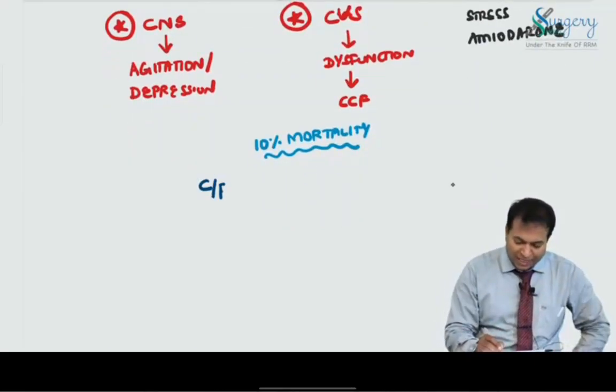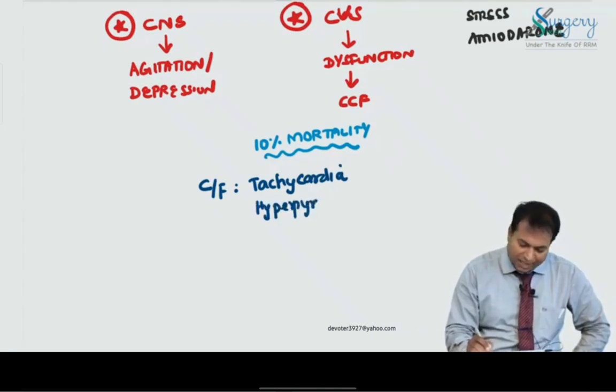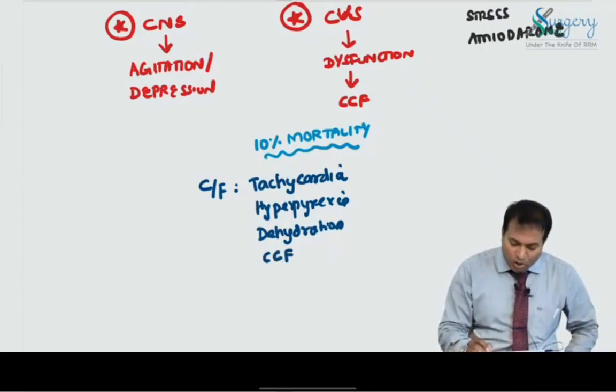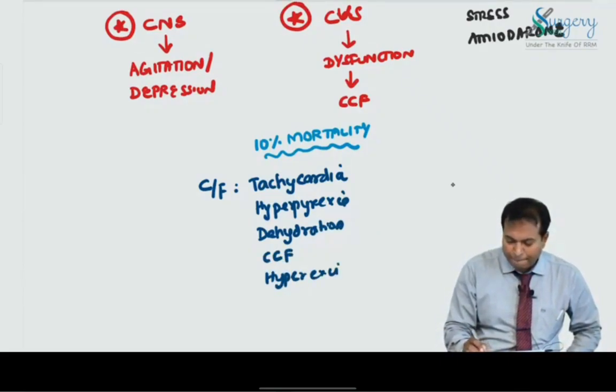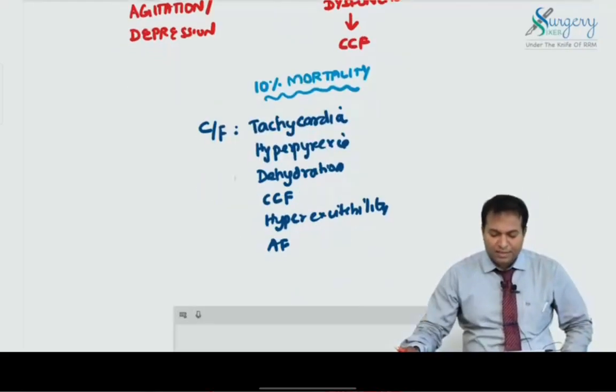A thyroid storm is characterized by severe tachycardia, hyperpyrexia. The temperature will increase like anything. The patient goes for dehydration due to sympathetic overactivity. There will be congestive cardiac failure and hyperexcitability. And patients will land up in atrial fibrillation also. So these are the various dangerous issues with thyroid storm.